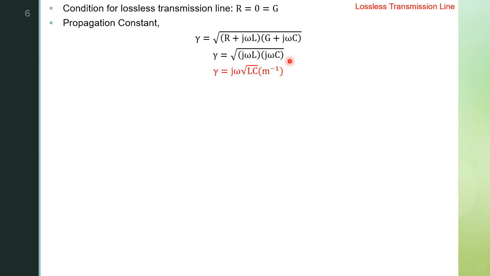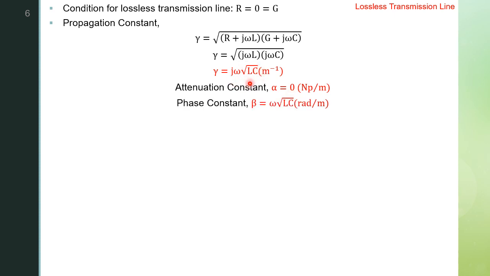As you all know, gamma has a real part which is alpha and an imaginary part which is beta. Since it doesn't have any real part, the value of attenuation constant is 0 Nepers per meter. This is the imaginary part, so the value of phase constant, which is beta, is equal to omega root LC. And the attenuation constant is 0, and this implies that the transmission line is lossless since it is not suffering any losses while the signal is transmitted from generator to the load. And the value of phase constant we got is in radians per meter.